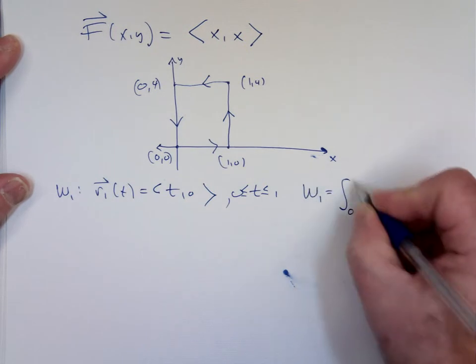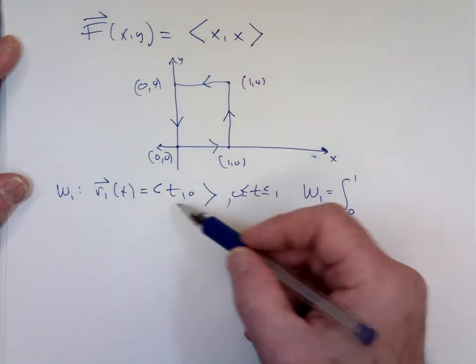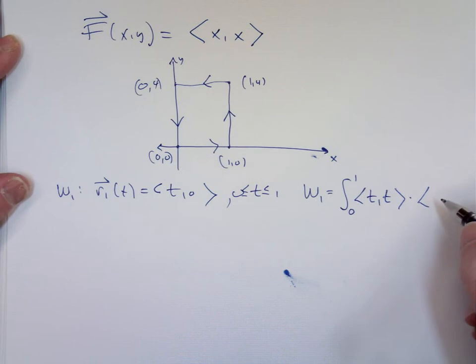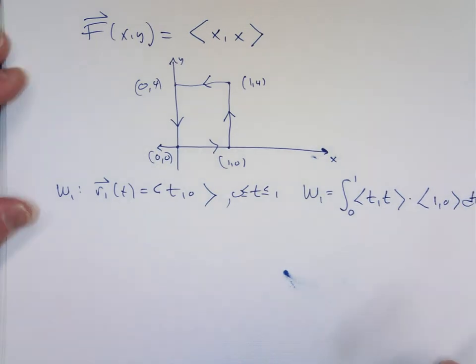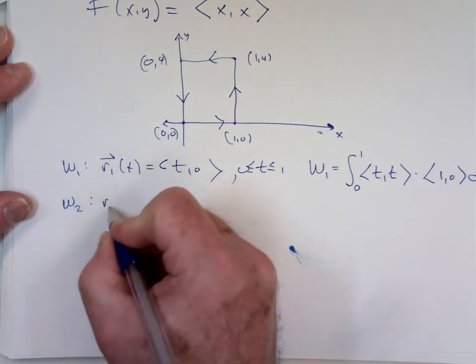X, this is x, t dot r prime, 1, 0. I'm not going to do this out. This is easy enough to do. You guys can do that. Second piece of work. Now that's dot R prime for its work.